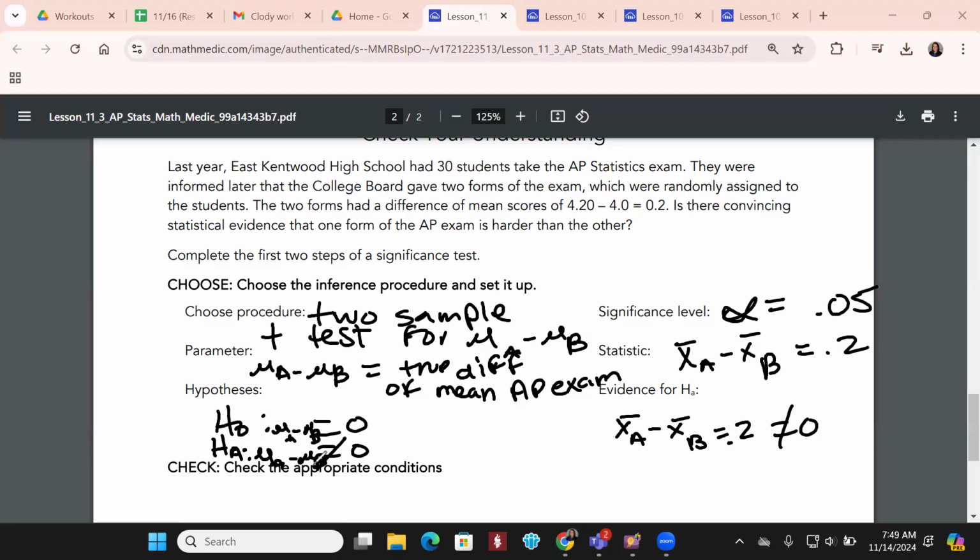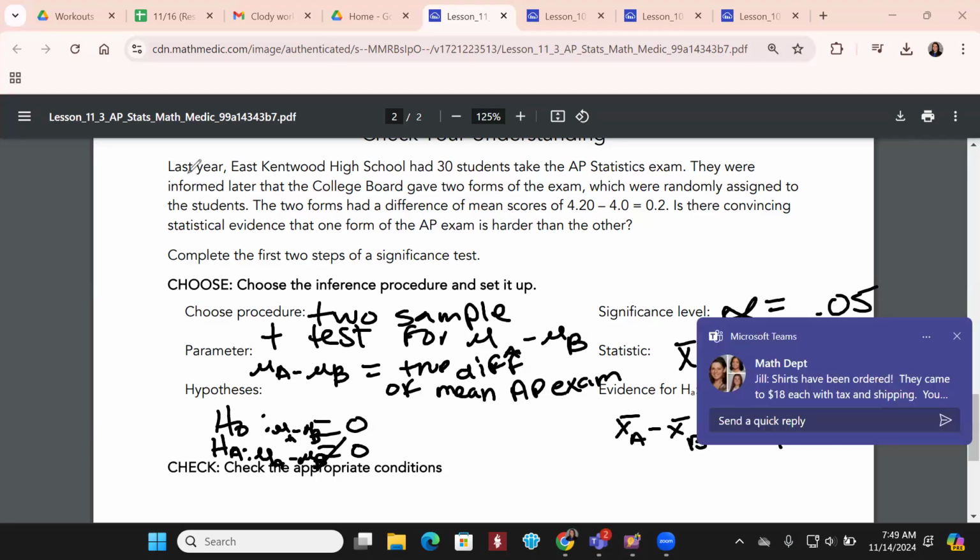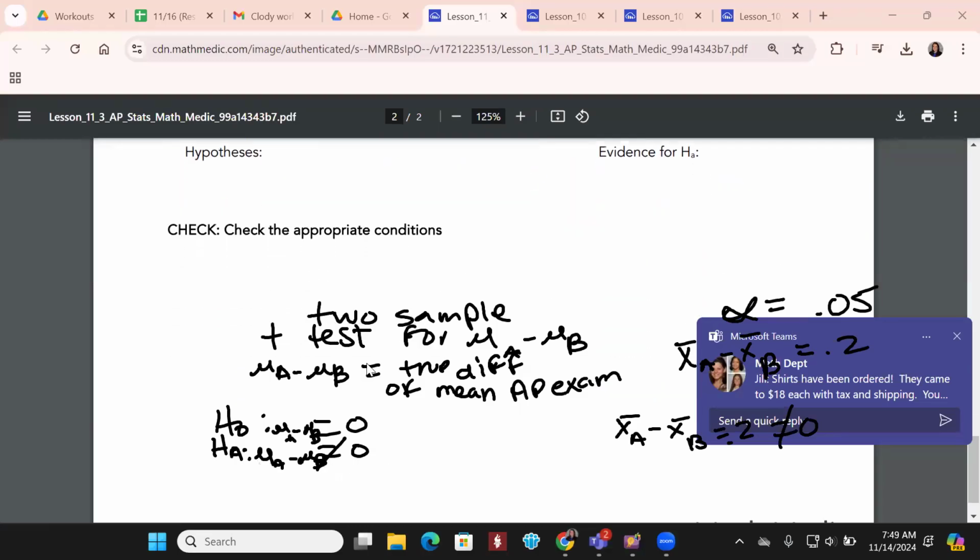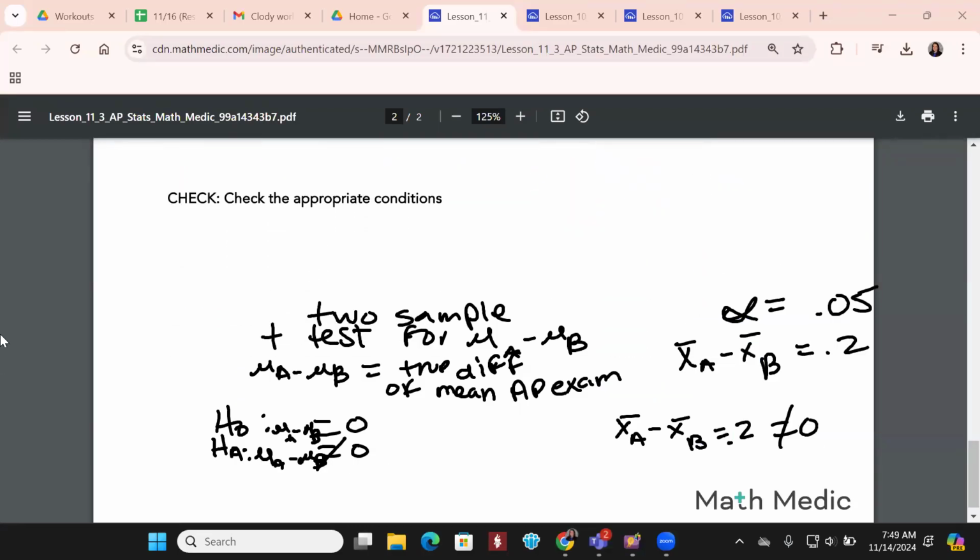Why is it not being one? They're still talking about the shirt.